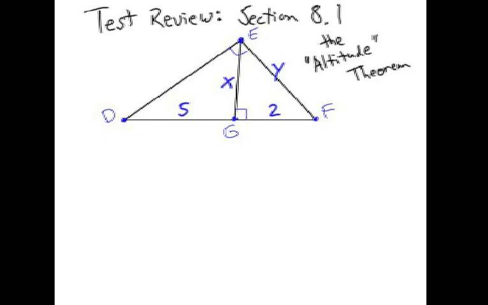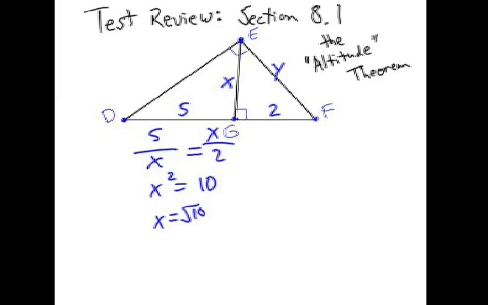By the theorem that we call the altitude theorem, the altitude is the geometric mean between the two parts of the hypotenuse. We know that we can write the proportion where x is in the lower left and upper right, because it's the geometric mean between the 5 and the 2. When we cross multiply, I get x squared equals 10, and x would be the square root of 10, or about 3.16. So the altitude is 3.16.